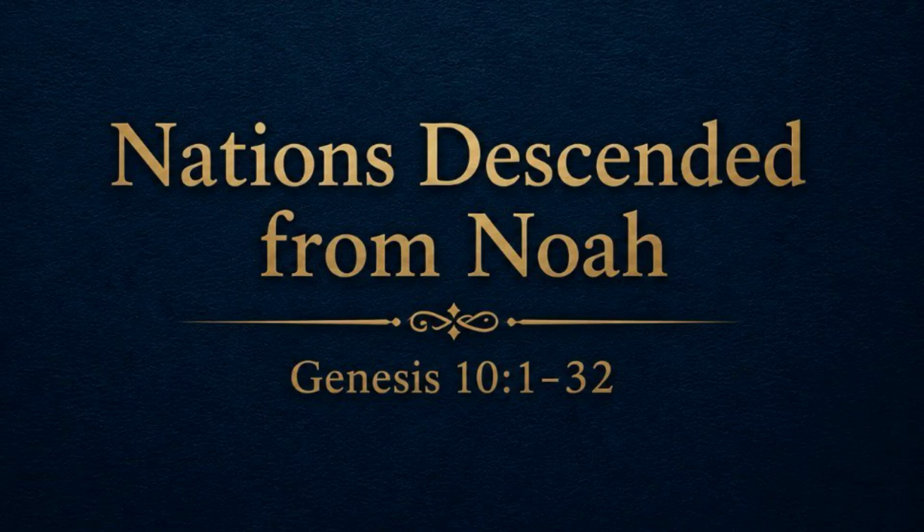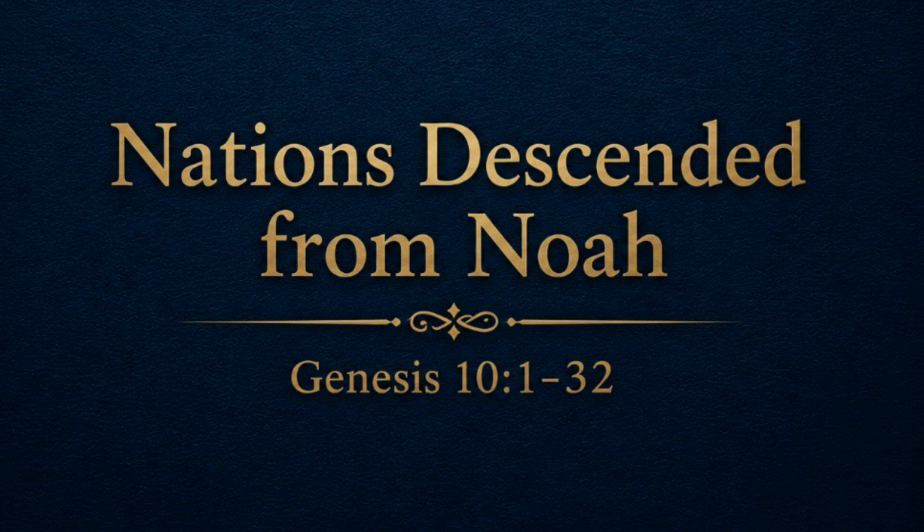Commentary. Genesis 10 is often called the Table of Nations. It traces the descendants of Noah's three sons, Japheth, Ham, and Shem, and shows how humanity spread across the earth after the flood. At first glance, this chapter appears to be little more than a list of names, but it serves an important purpose in the unfolding story of Scripture.